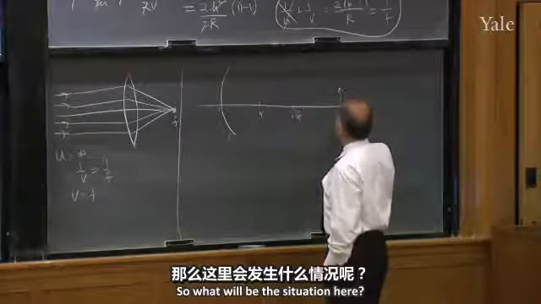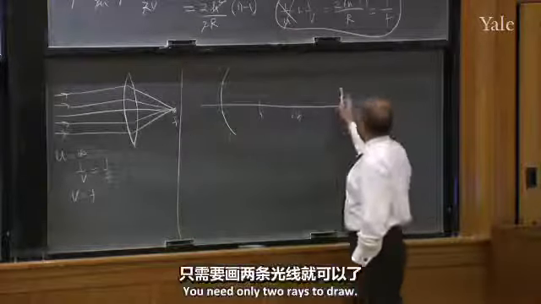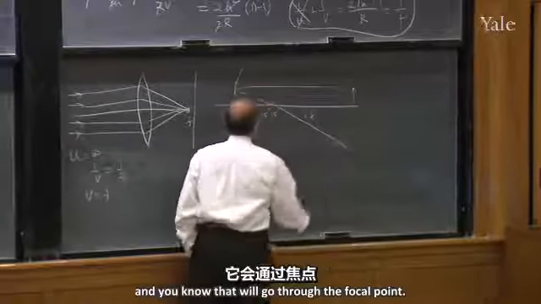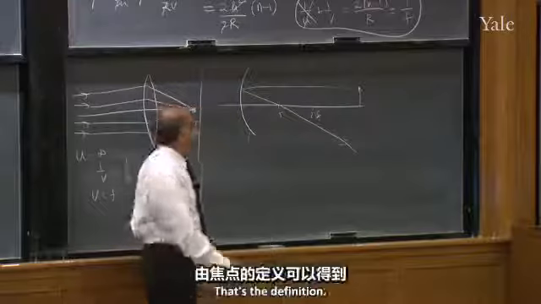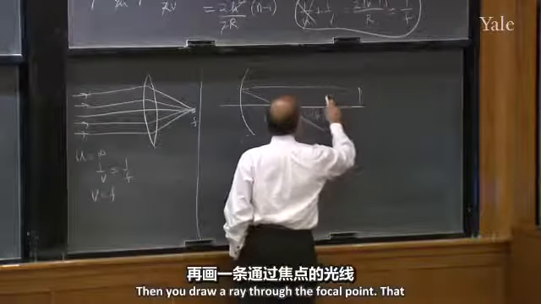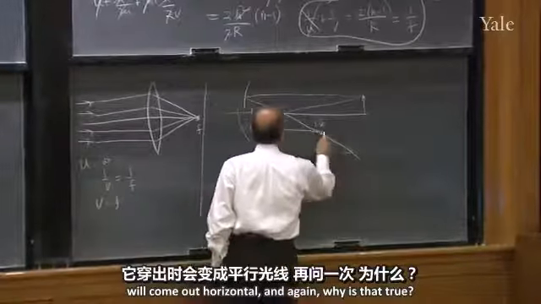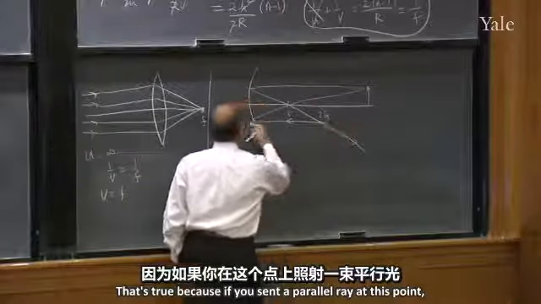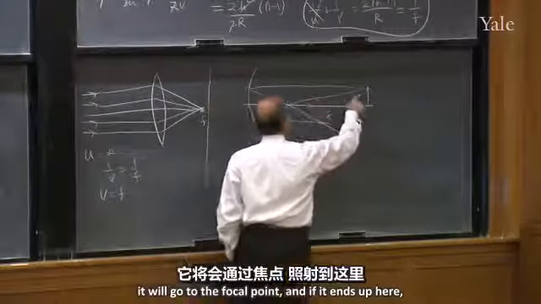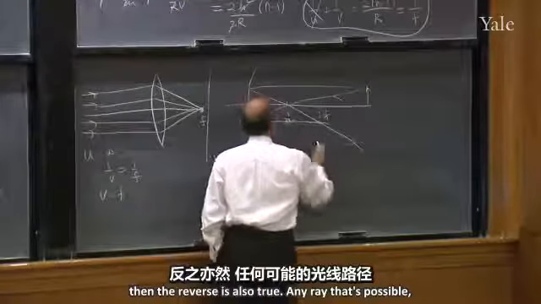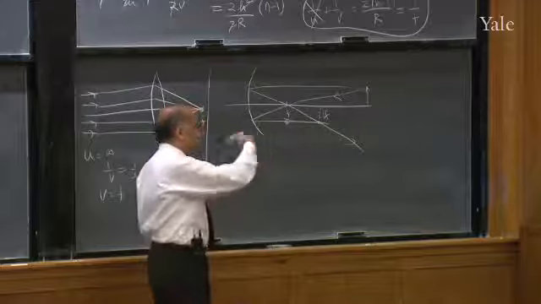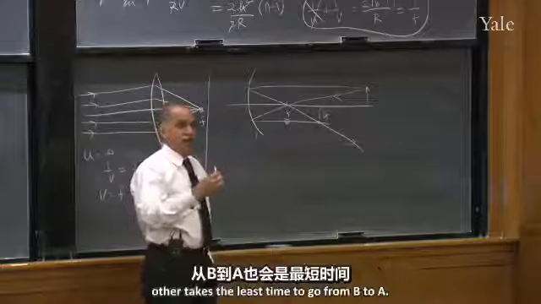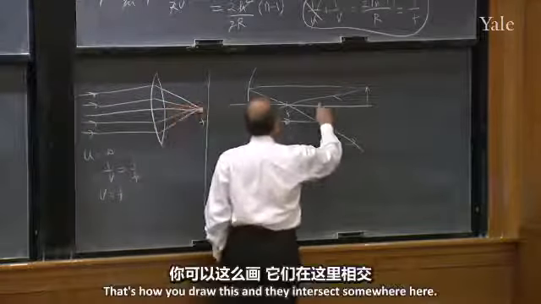So what will be the situation here? You need only 2 rays to draw. One ray, you draw a horizontal ray, and you know that will go through the focal point. That's the definition. Then you draw the ray through the focal point. That will come out horizontal. And again, why is that true? That's true because if you sent a parallel ray at this point, it will go to the focal point, and if it ends up here, then the reverse is also true. Any ray that's possible, then the time reversed version of that's also possible, because if one takes the least time to go from A to B, the other takes the least time to go from B to A. That's how you draw this, and they intersect somewhere here.